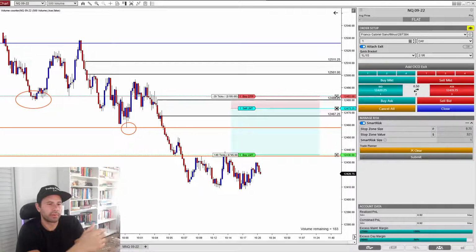And I do have fairly low risk for each trade that I take here. For instance, I'm taking a $200 risk in this trade. It's not much for the NQ.